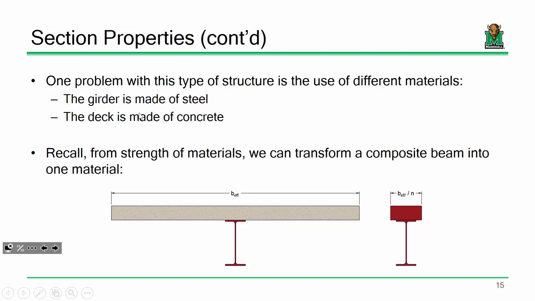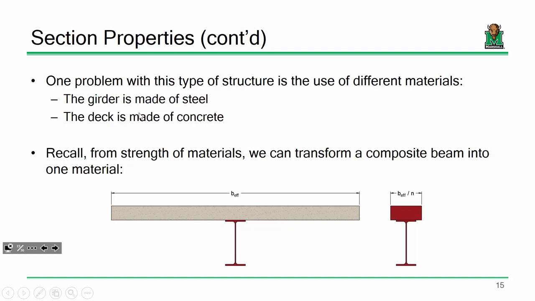Well, we take one of those materials, in this case the concrete, and we transform it into an effective lump of steel. If you've taken reinforced concrete design, you do something similar when you calculate deflections, but it's actually the opposite. You take the rebar in the bottom of the beam and you transform it into an effective lump of concrete. Here we're taking the concrete and transforming it into an effective lump of steel. So if you've got this effective flange width, because steel is so much stronger than concrete, this concrete is represented by a smaller lump of steel.